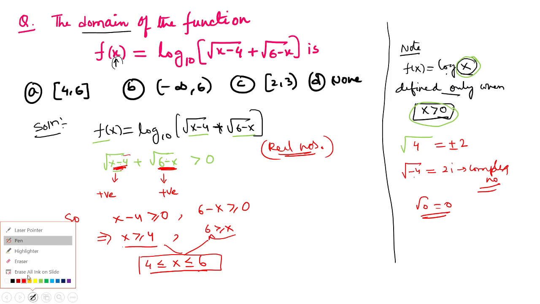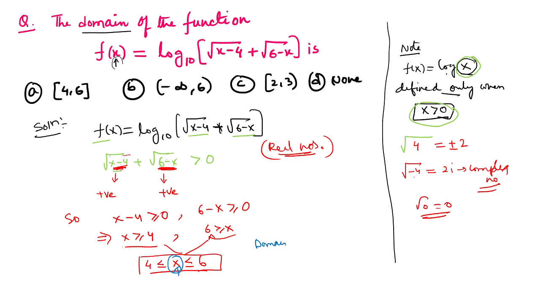All right, that's it. We have to find the domain, and domain is what values of x. So what is the domain here? The domain is from 4 to 6, with x greater than or equal to 4 and less than or equal to 6, this is a square bracket and this is a square bracket. So the correct option is option number A.